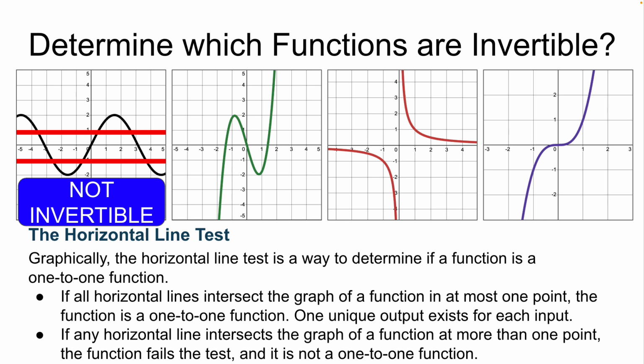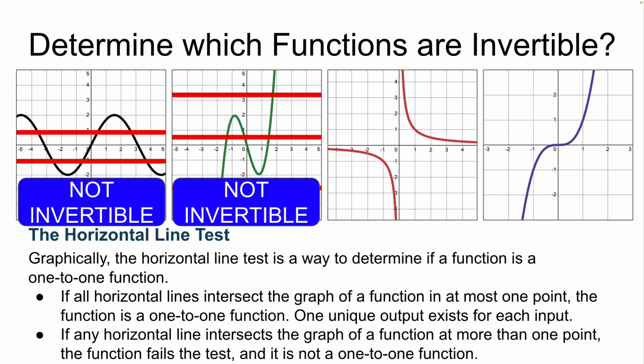Moving on to our second graph, if we draw horizontal lines through this graph, we can draw at least one in the middle of my picture where the horizontal line touches the graph in 3 different points. So this function is not one-to-one, and if it's not one-to-one, then it's not invertible.